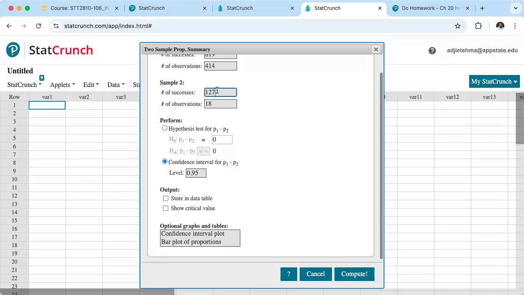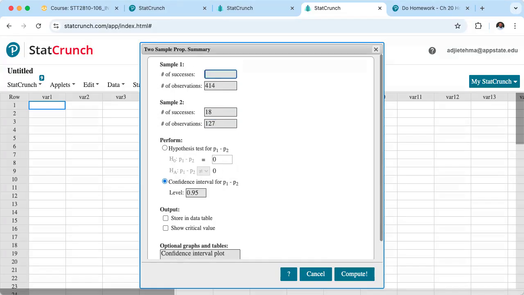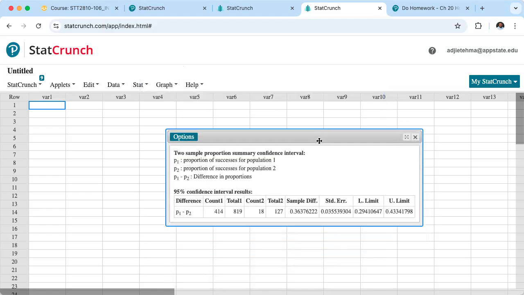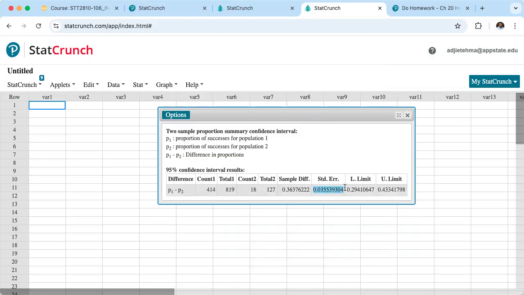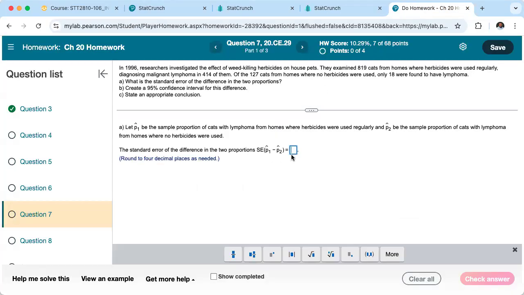Oh, I think I inputted this wrongly. Here should be 18, and then here should be 127. I think I did the same thing here. 414, and then 819. So always you have to check that, because the number of successes cannot exceed the number of observations. You can see in my situation, I made a mistake and inputted them wrongly here. So don't make that mistake. And then what do we want? We want the standard error. This standard error is 0.0355539. So let's input that to 4 decimal places.